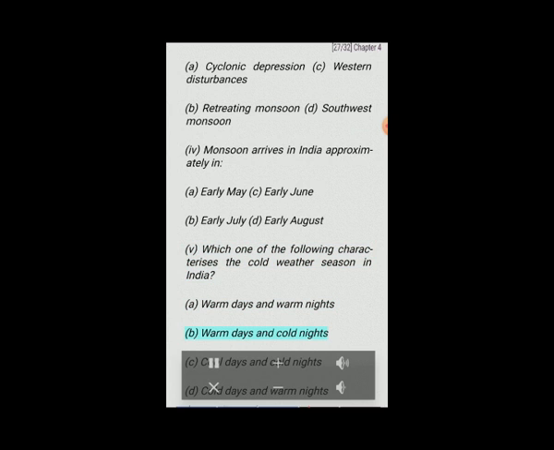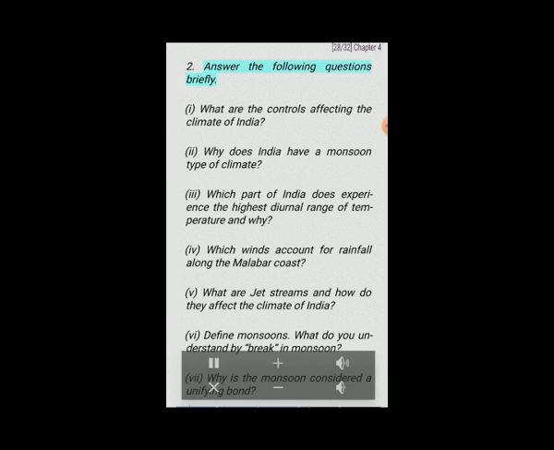A. Warm days and warm nights. B. Warm days and cold nights. C. Cool days and cold nights. D. Cold days and warm nights. 2. Answer the following questions briefly.